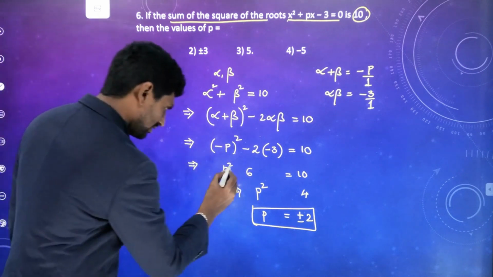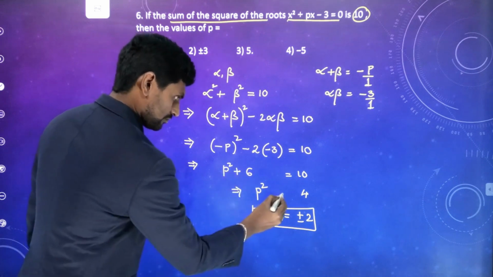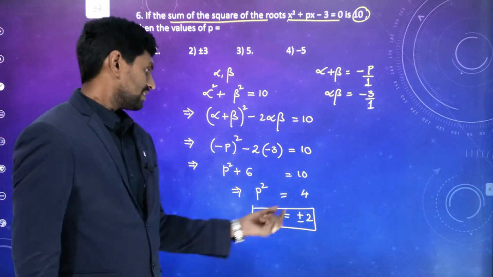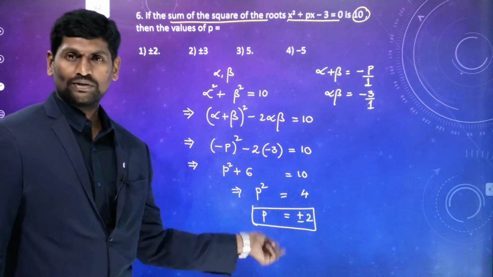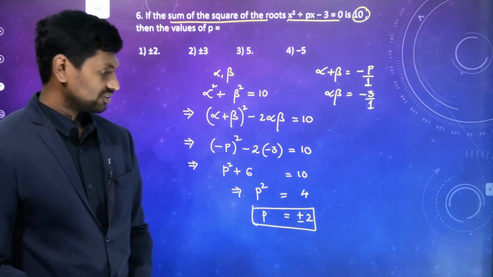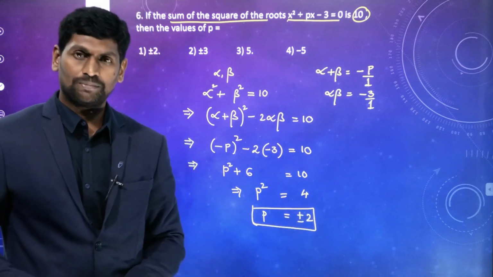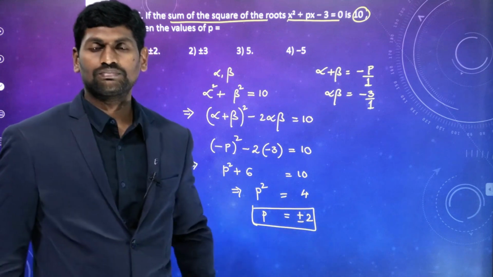Please note it down, children. Because 4 can be, the square of negative 2 also gives positive 4, and the square of positive 2 also gives positive 4. So that's why the p value is plus or minus 2.